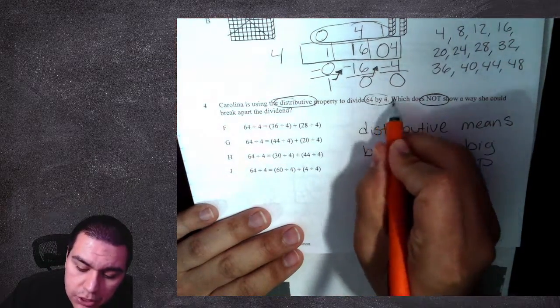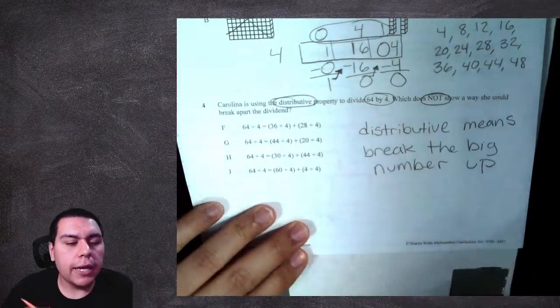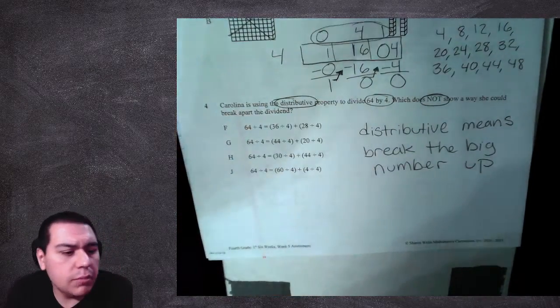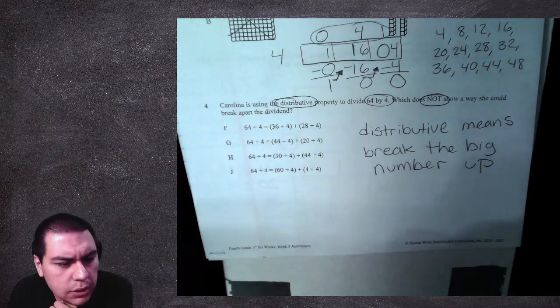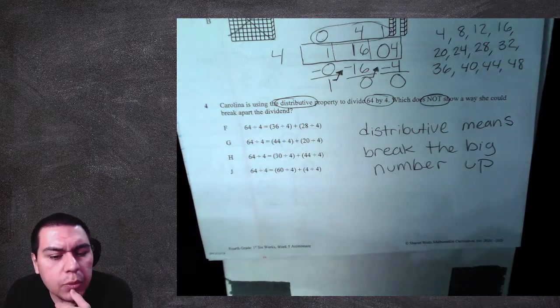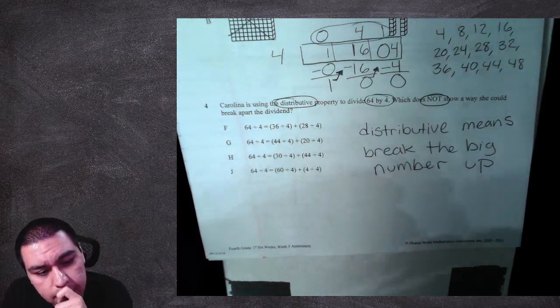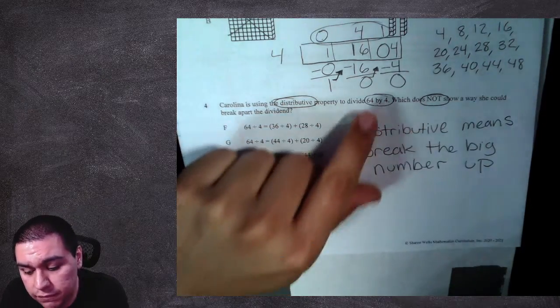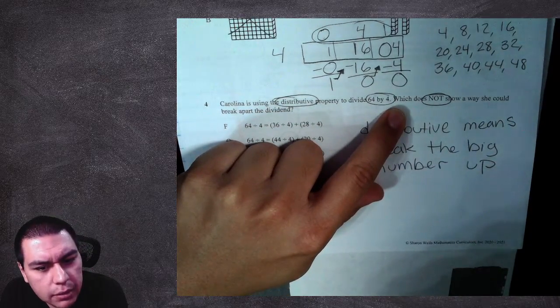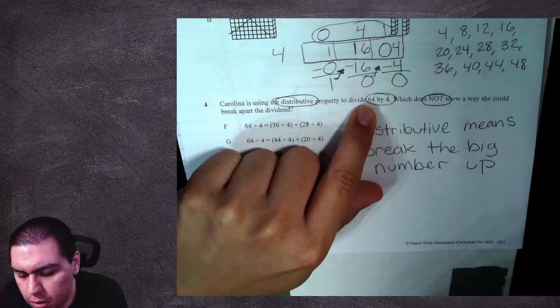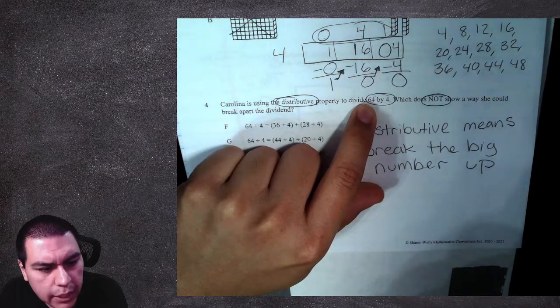Look at the numbers that she's using. 64 and 4. Who can tell me what's the big number that she's using? Kylie, what's the big number she's using? 64. Because 4 is kind of small, right? I don't have to break it up. 64, that's what she's going to break up.